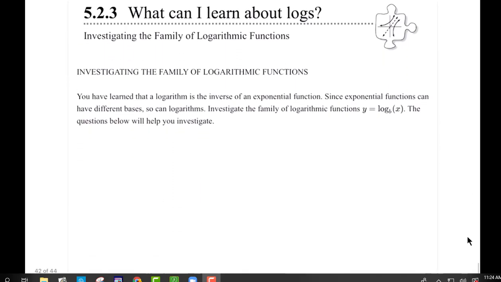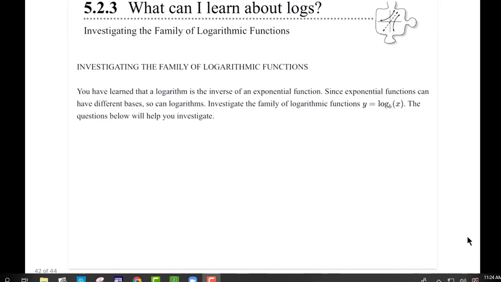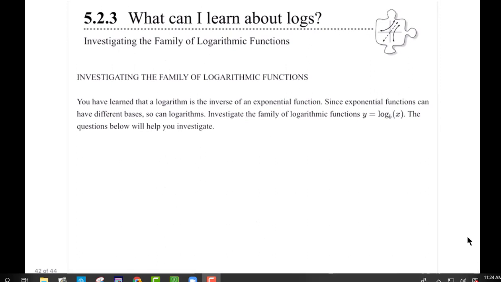So under 523, what did we learn about logs? So we're going to do a little investigation on those logs. So earlier we've learned how to write those exponentials to logarithms and those logarithms to exponentials. So just a little bit of an overview.